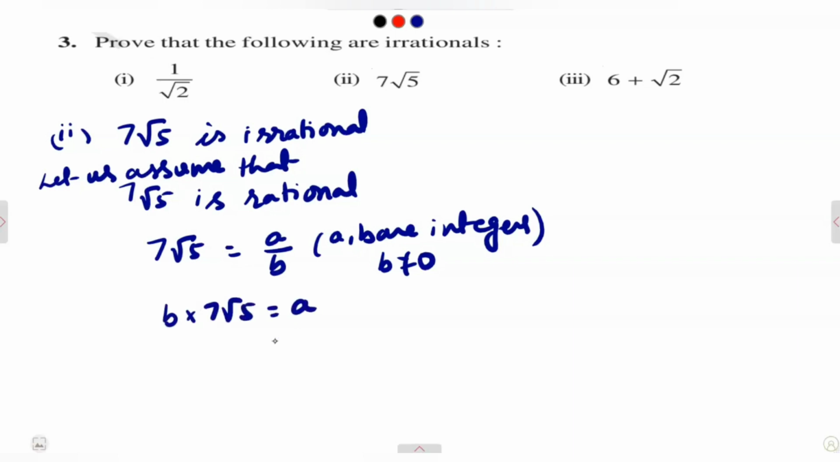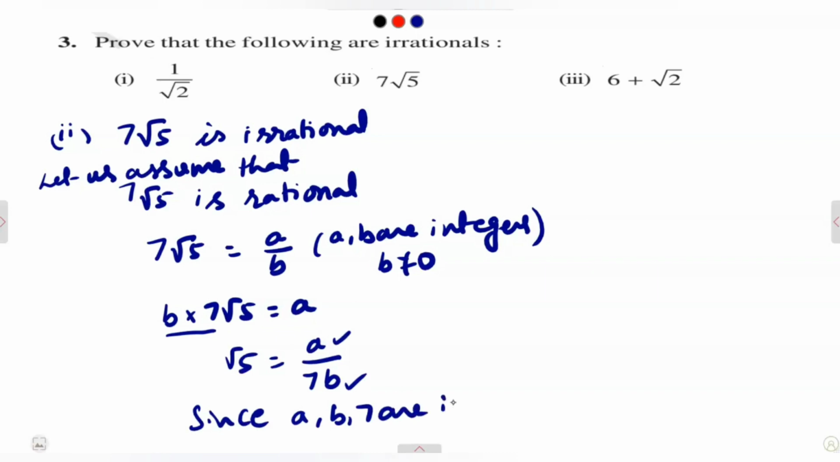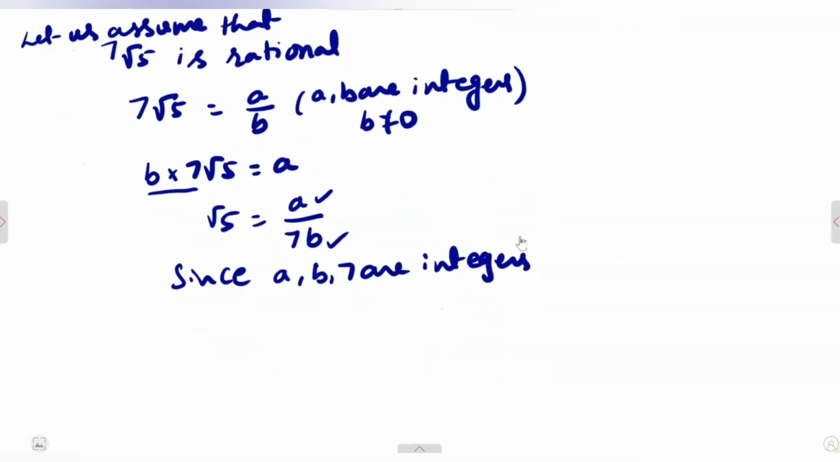So if 7 root 5 is equal to a by b, then you can write b into 7 root 5 is equal to a. Next I want to put root 5 here and send b into 7 to the other side. So root 5 is equal to a by 7b. Since a, b are integers, a by 7b is totally a rational number. Numerator is an integer, denominator is also an integer. Therefore, we can say that a by 7b is a rational number.